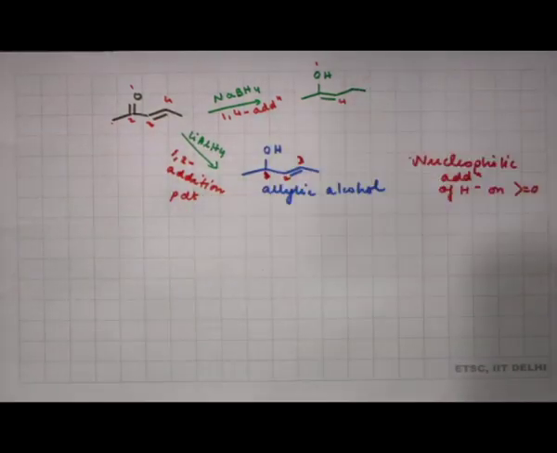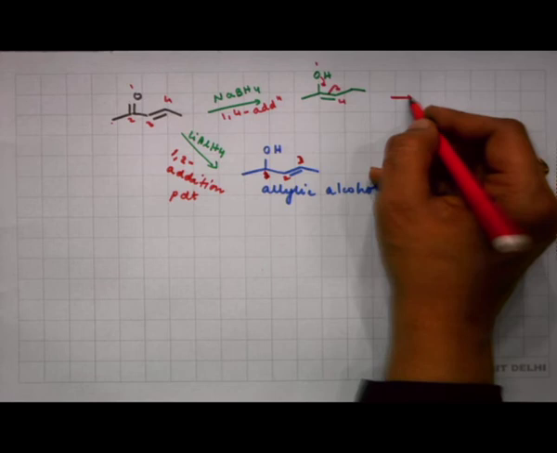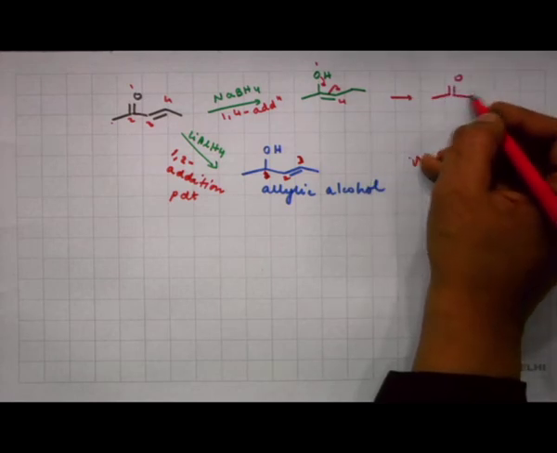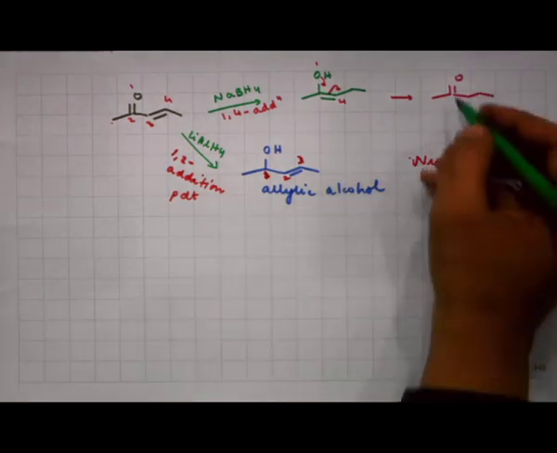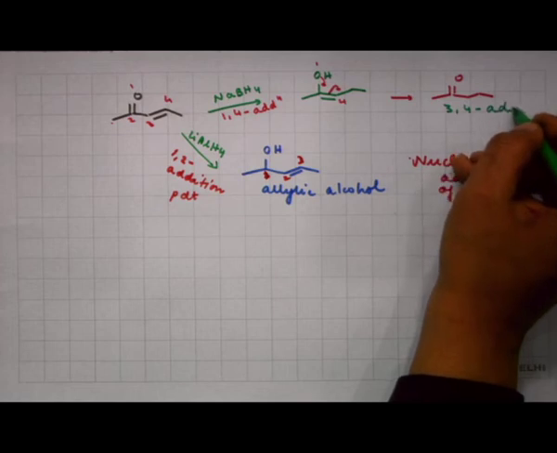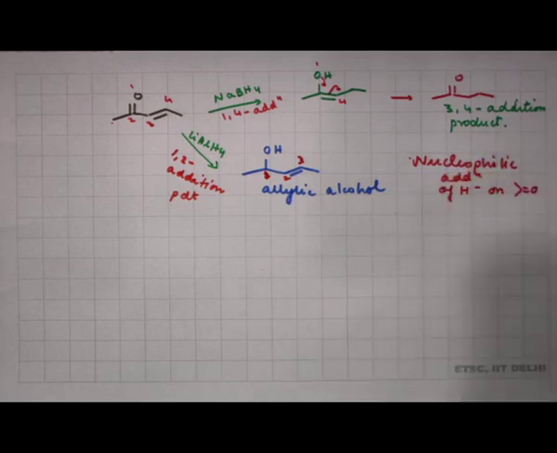You get a 1,4 addition product, and this can subsequently rearrange to give you the 3,4 addition product. So, this is the difference between the reduction of alpha beta unsaturated carbonyl compounds with LAH versus sodium borohydride. In LAH you get a 1,2 addition which is the reduction, and in case of sodium borohydride you get a 1,4 addition, which apparently seems to be a 3,4 addition product.